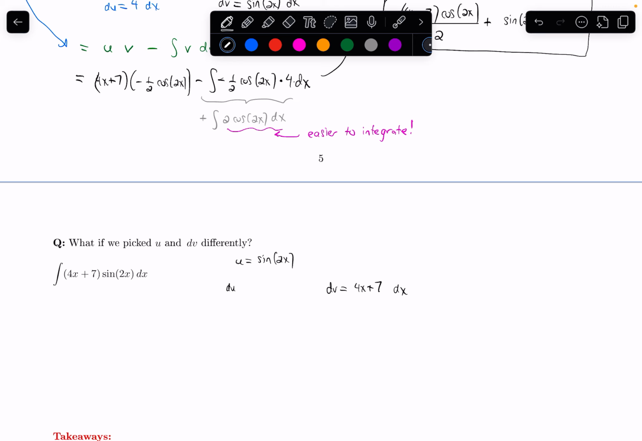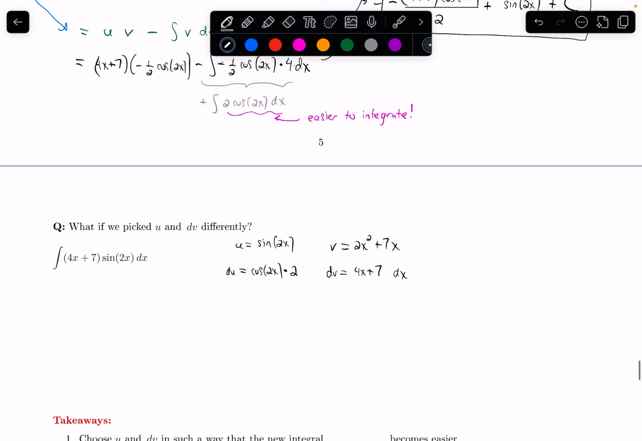Okay, so then what are the other parts going to be? What is du and what's v? I always like to write the u and the v up top, and their derivatives, du and dv, underneath. That's just how I like to line it up. So the derivative of sine of 2x, this is chain rule. You'll get cosine of 2x times the derivative of the inside, which is 2. And then v would be the antiderivative of 4x plus 7, so that is 2x squared plus 7x.